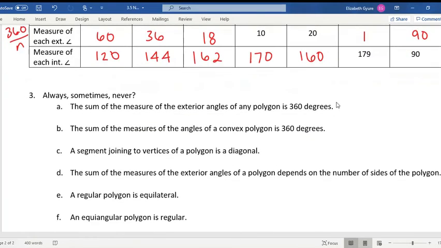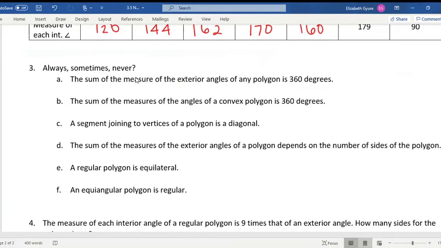Next thing, we have an always, sometimes, or never. The sum of the measures of the exterior angles of any polygon is 360 degrees. That is always true. The sum of the measures of the angles of a convex polygon is 360. Now, when it just says the sum of the measures of the angles, it means the interior angles. That's going to be sometimes. It would work for a quadrilateral, but not for anything else.